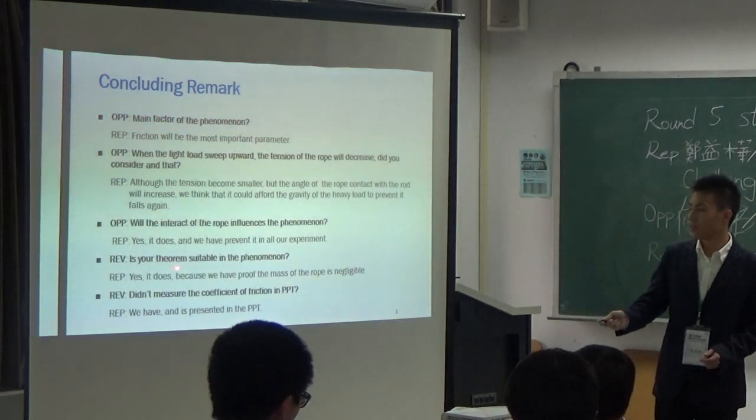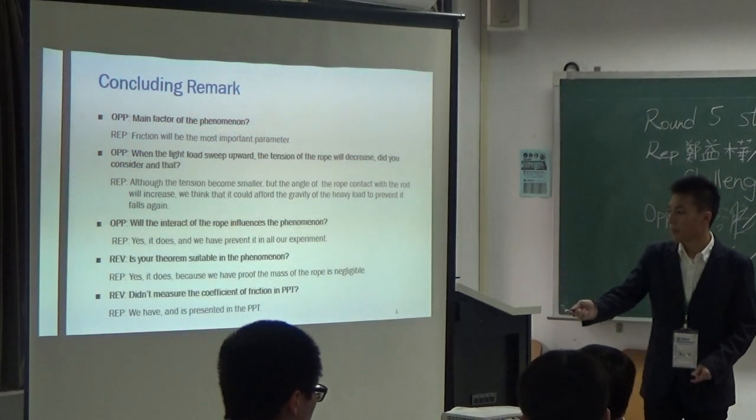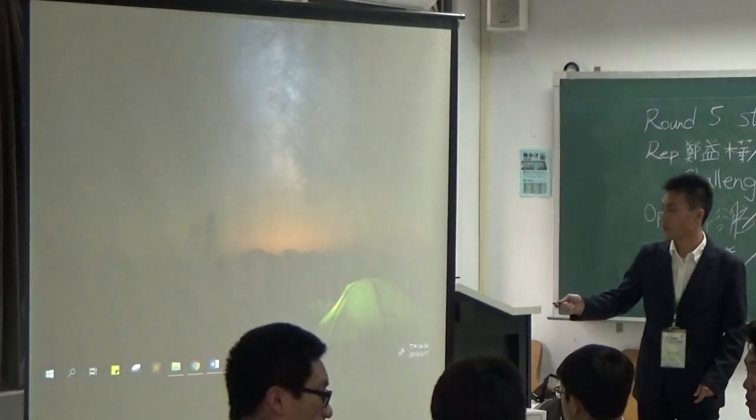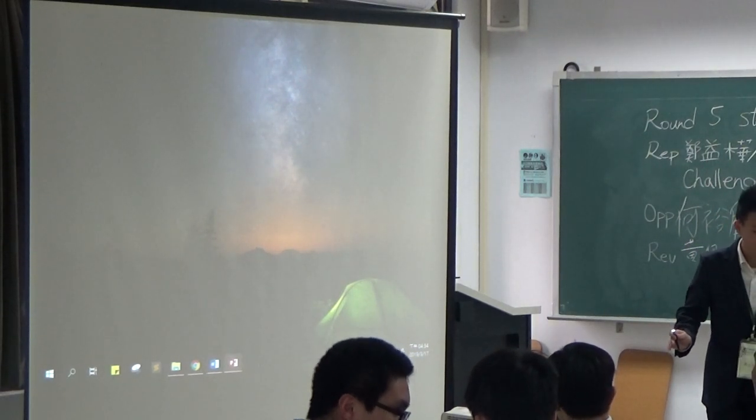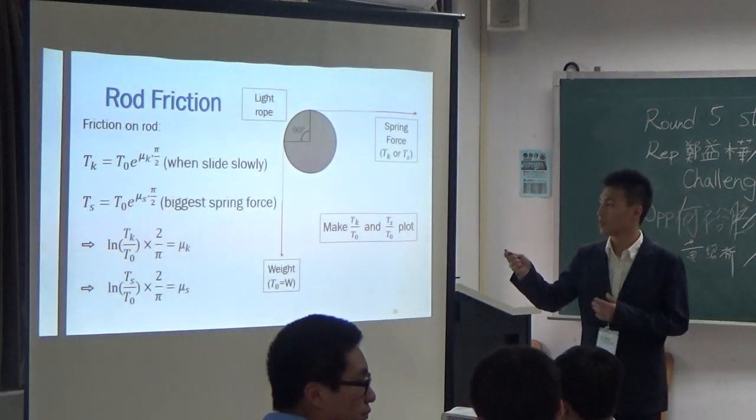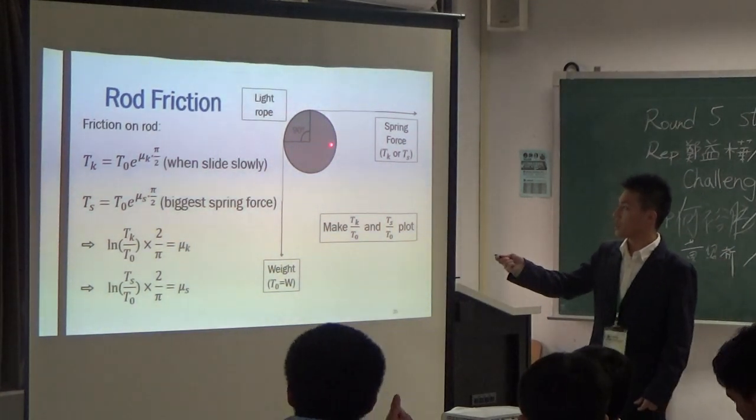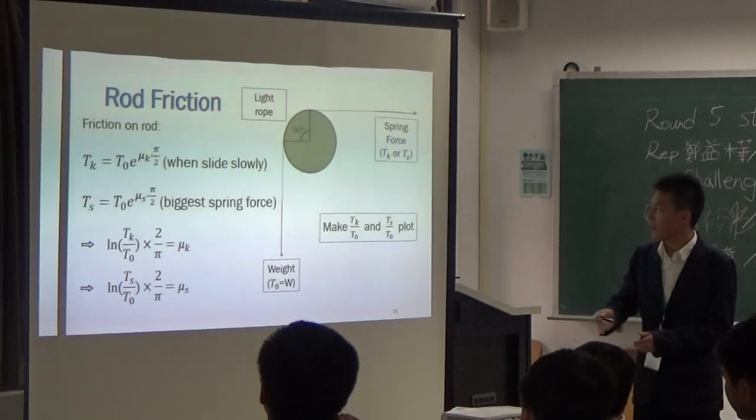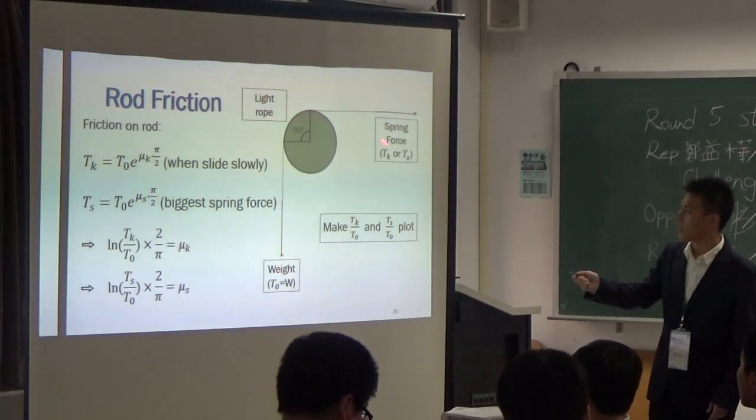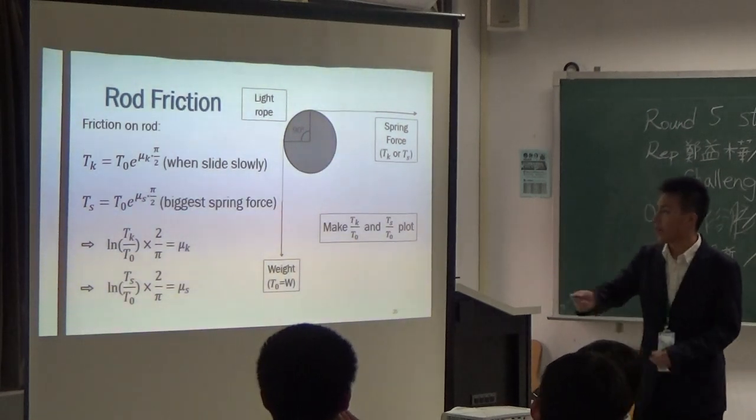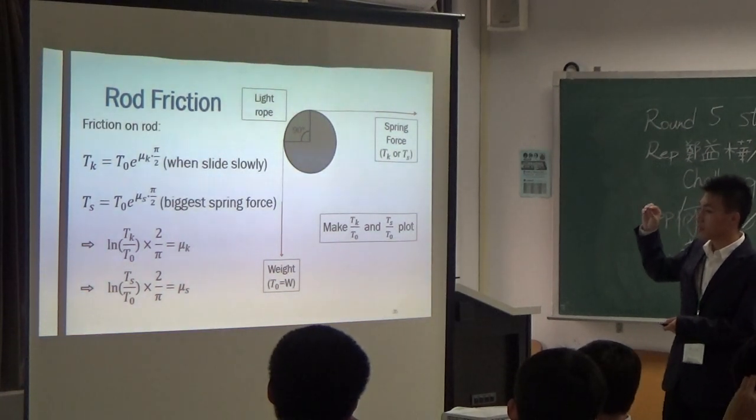And the reviewer asks, is the theory suitable for the phenomenon? Yes, it does, because we have proved the mass of the rope is negligible. And did we measure the coefficient of friction? Yes, we have, but sorry, we haven't shown that to you. And here's how we measure the rod friction. We use the equation we used in the rod friction proof. I use a spring force gauge to connect a rock here and connect another weight, and the force system is balanced. So when I pull the spring gauge slowly, the value on the spring gauge will increase, right?